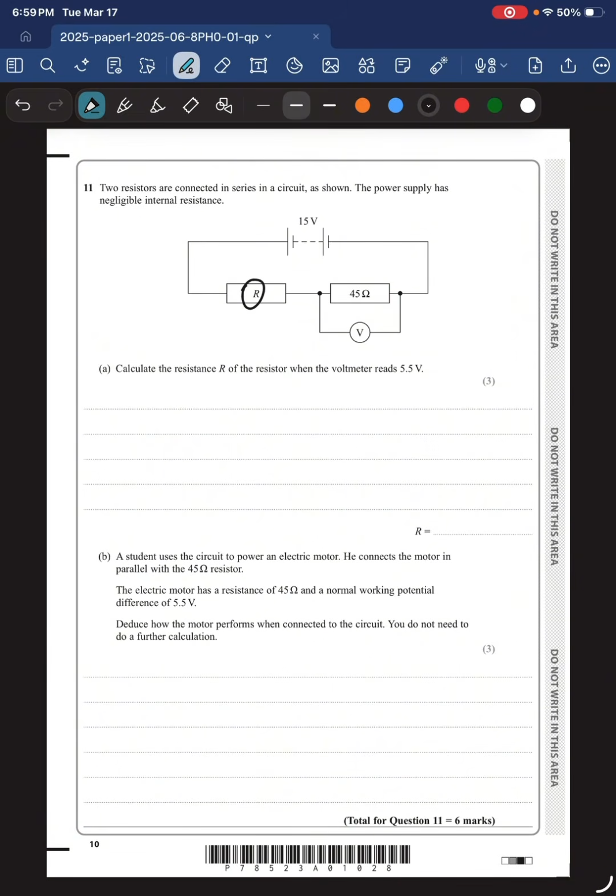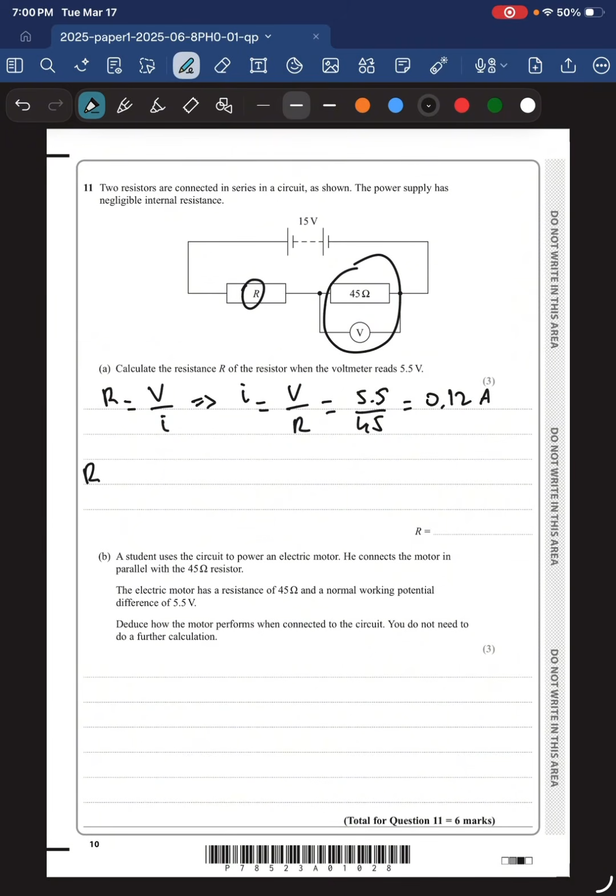Okay, so let's first calculate the current. So R is voltage over current, right? So I is voltage over R. If we use this part of the circuit, then the voltage is 5.5 volts and the resistance is 45 ohms. Therefore, we get 0.12 amps for the current.